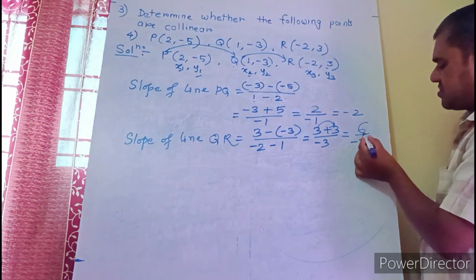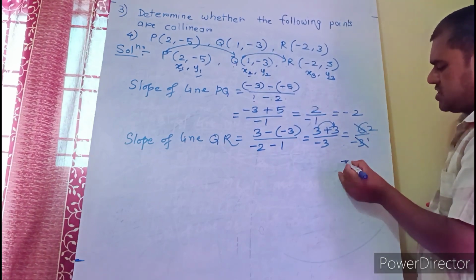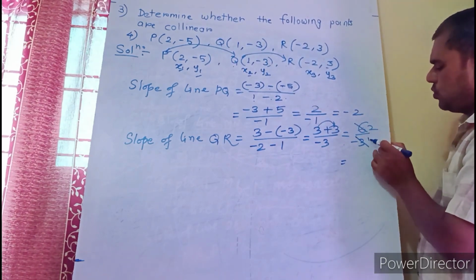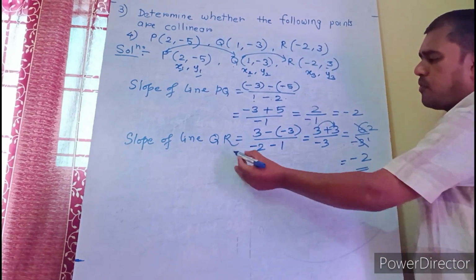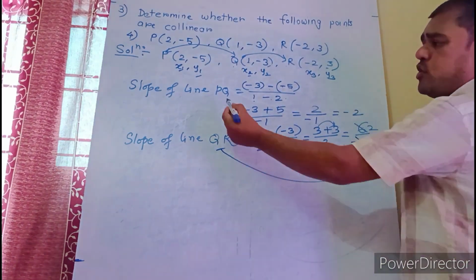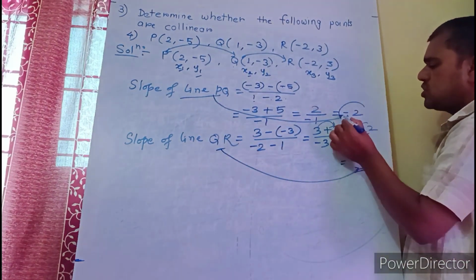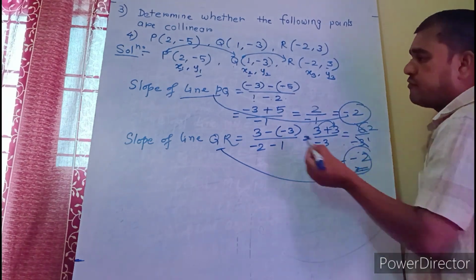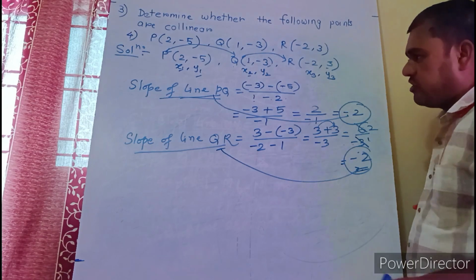This 6 is cancelled by 3, 2 times, and this 1 times, that is 2 by 1, that is minus of 2. We get the slope of line QR is equal to minus of 2. At the same time, we get the slope of line PQ is equal to minus 2. Both the slopes are minus 2. Therefore, the slope of line PQ and slope of line QR are equal.